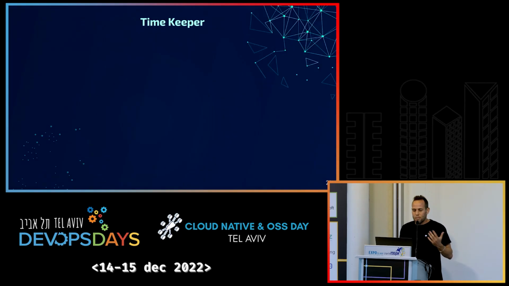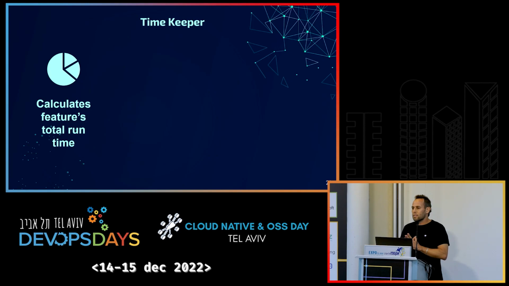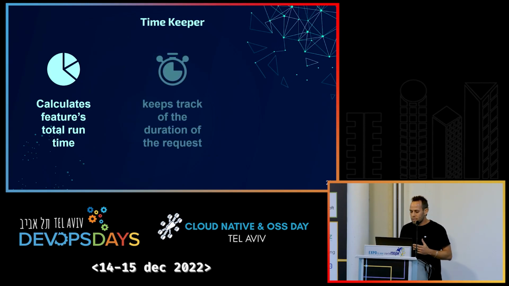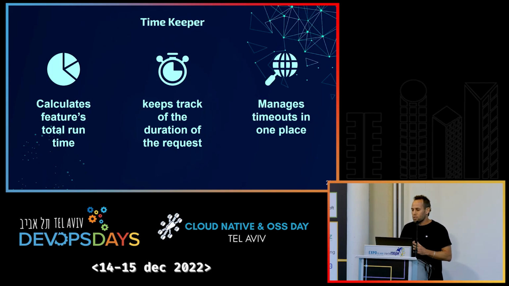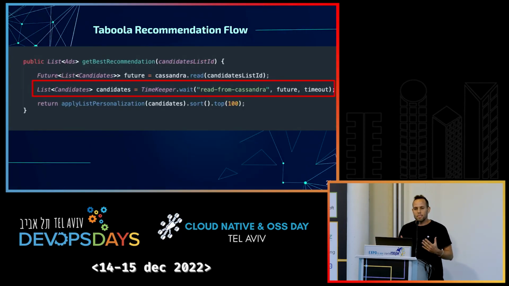So to summarize the timekeeper, we saw that it calculates the feature time on the thread of the request. It takes into account the time of the recommendation, and we manage timeouts in one place. So let's see now how it integrates into the code.